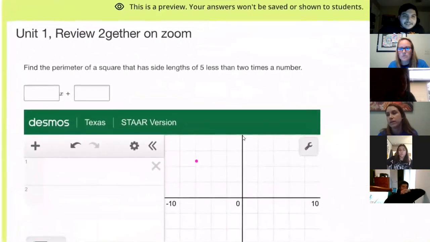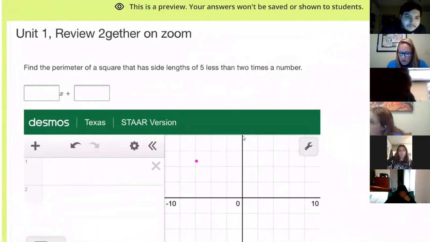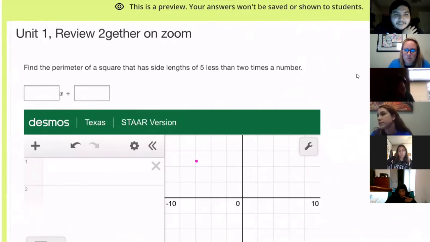All right. This question is wordy, so I'll take a minute to read it. Find the perimeter of a square that has side lengths of 5 less than 2 times a number. This is one where, when there's no picture, it really helps to draw. You're going to draw it out. I was about to say that too. Awesome.